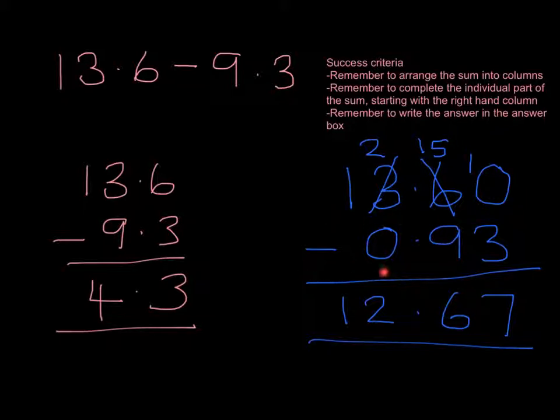13.6 subtract 0.93. Because this change in the place value columns has happened, we now need to regroup from the tenths column into the hundredths column, and from the units column into the tenths column, which gives us a completely different answer of 12.67.